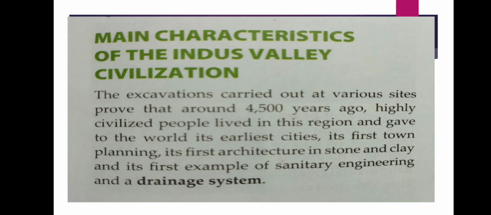So, coming to the main characteristics of the Indus Valley civilization: the excavations carried out at various sites prove that around 4,500 years ago, a highly civilized people lived in this region. How did they find out? Because they found evidence in that region, which gave the world its earliest cities, its first town planning, its first architecture in stone and clay, and its first example of sanitary engineering and drainage system. All this is evidence that they lived long ago.